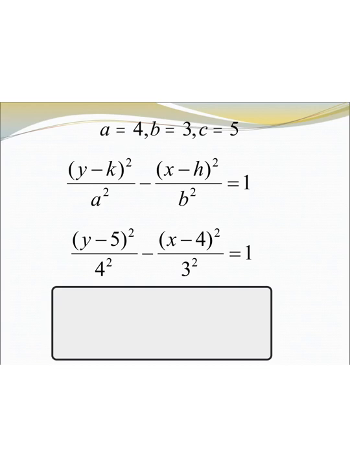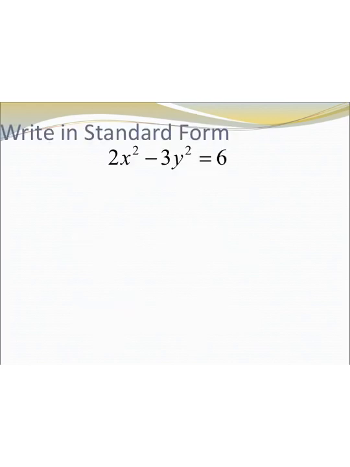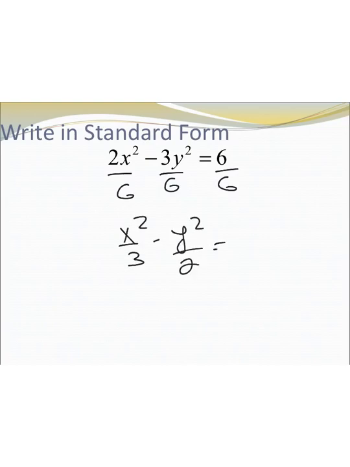I'm going to go ahead and simplify the following equation. I get my final hyperbola of (y minus 5) squared over 16 minus (x minus 4) squared over 9 is equal to 1. For the following example, we'd like to write it in standard form. And for this particular example, the only thing we really need to focus on is making our equation equal 1. So in order to do that, I'm going to divide both sides by 6. And then I'll go ahead and simplify what I have. I have x squared over 3 minus y squared over 2 is equal to 1.